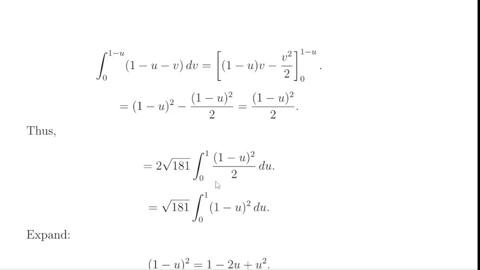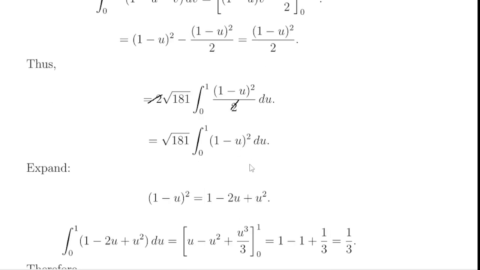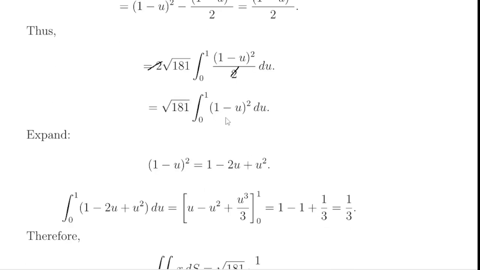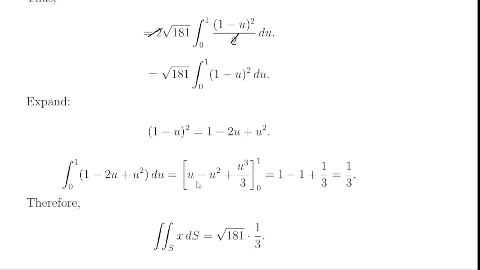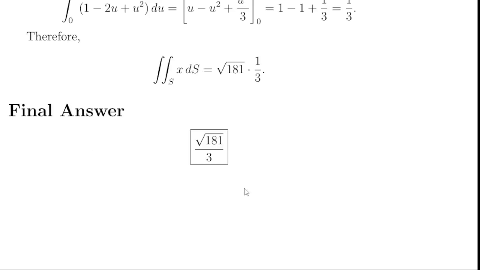Then we need to integrate this from 0 to 1. The 2's are going to cancel over here. And then here, if you want, you can expand it to get 1 minus 2u plus u squared. Or you could do a u substitution. But either way, when you integrate and evaluate from 0 to 1, you get 1/3. So then we just need to multiply by the square root 181 outside to get the final answer as square root 181 over 3.